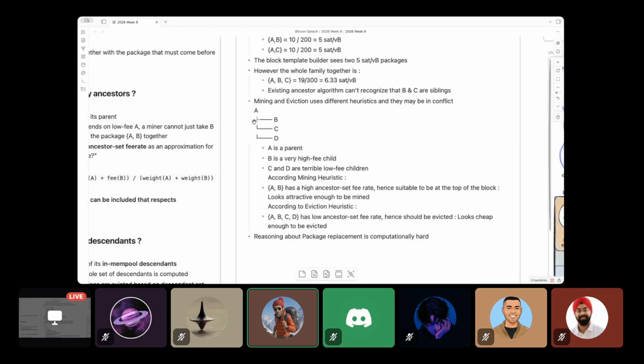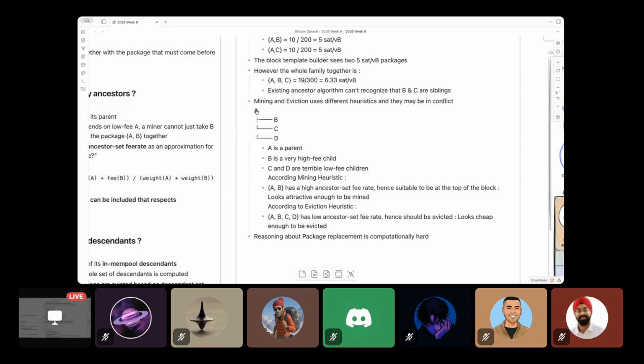Let's take this example. A is the parent, B, C, D are children. Let's assume that B is a high fee paying child. C and D are very low fee paying children. So when you do the ancestor fee rate calculation for B, this set of A and B will have a high ancestor set fee rate, because B is paying a very high fee rate, and it finds its way to the top of the block, and it is attractive enough to mine A and B.